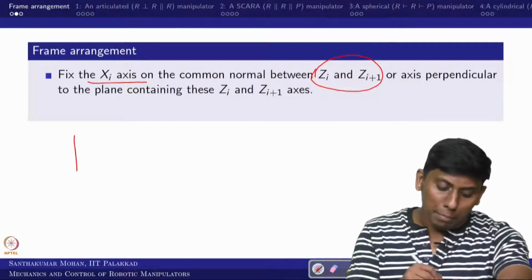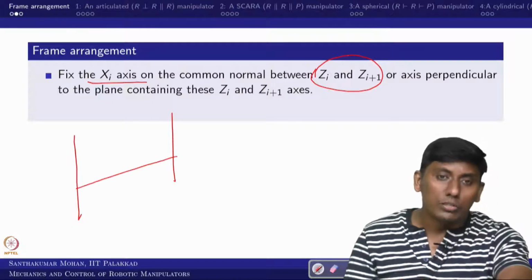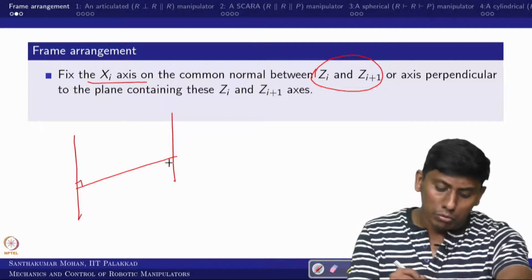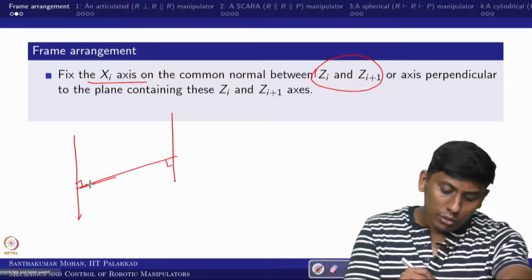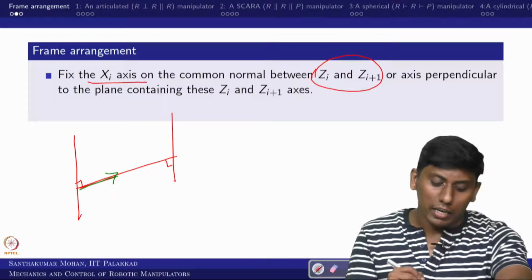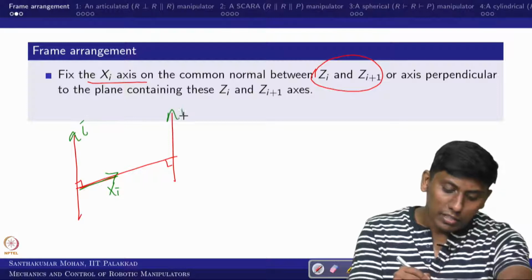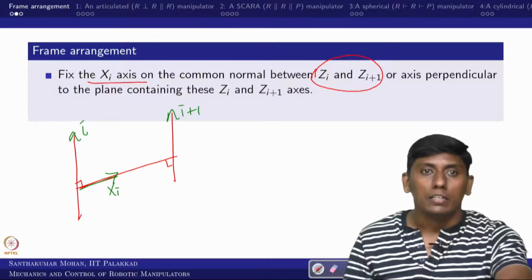If the axes are neither parallel nor intersecting, you can always draw the common normal between these two, and then fix your axis along that. Then that, in the progressing side, would be your xi. This is the ith axis and this is the i plus 1 axis.